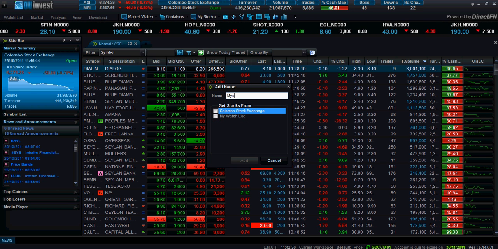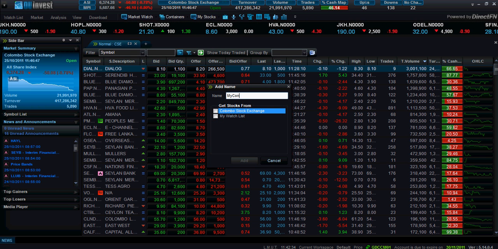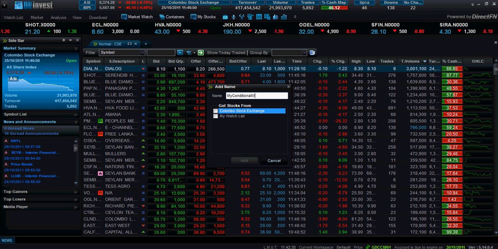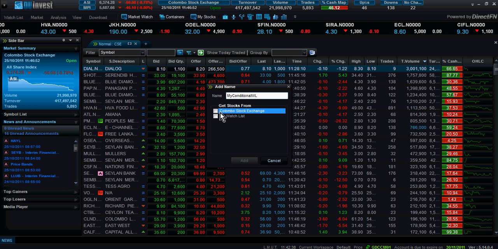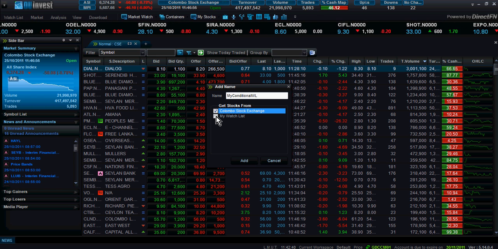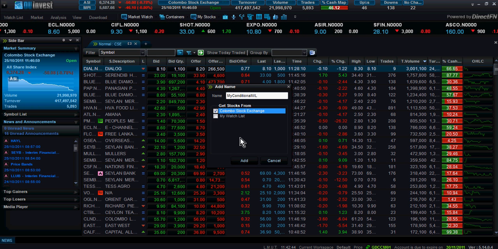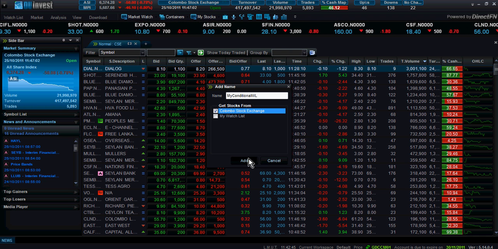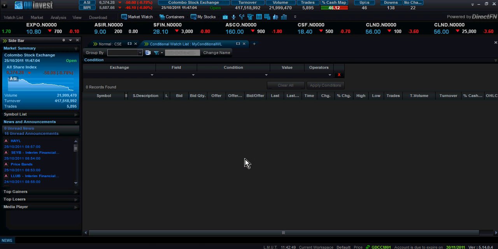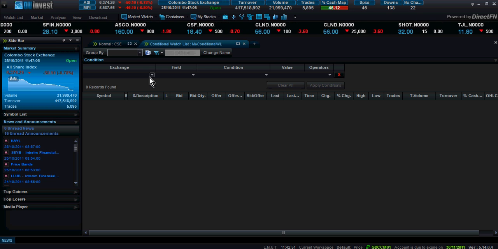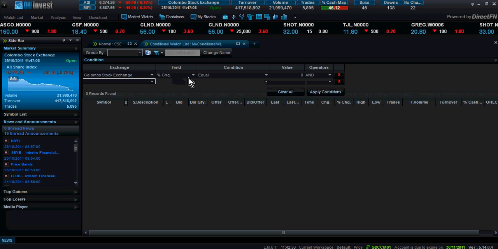Let me call it my conditional watch list, and I want it to be out of all the stocks in the Colombo Stock Exchange, or I can select a set of stocks into a watch list and create the conditional watch list from that watch list as well. So let me add it, and here I can put the criteria like okay, entire exchange.